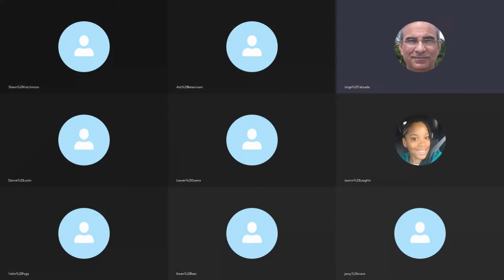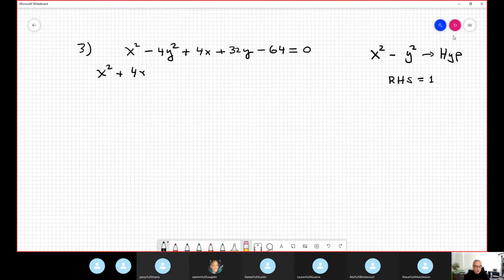I copy the same 4x plus the magic number that helped me to complete the square. Okay, by the way, 4, no? Remember 4 divided by 2 squared. That's the formula. 4 divided by 2 is 2, 2 squared is 4. Plus no, minus. Because it's the hyperbola, look, it's minus.